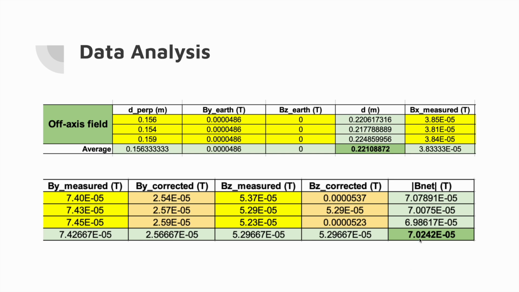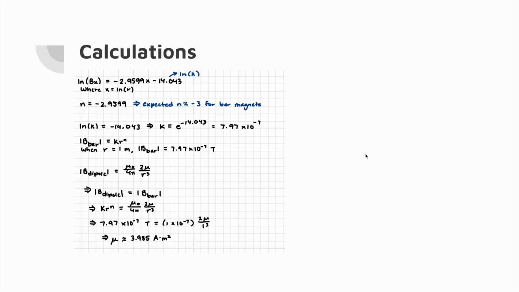You can see here that my B net was 7.024 times 10 to the negative 5 teslas. For my calculations, like I said, ln Bx is equal to this equation, where x is equal to ln r. And the negative 14.043 is equal to ln k, which I substituted in here and got that k is equal to 7.97 times 10 to the negative 7.